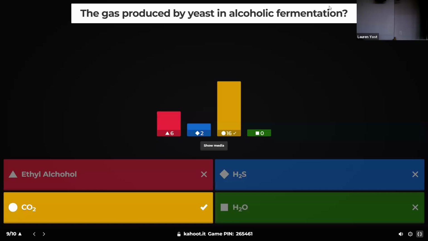All right, so the gas that's produced by yeast during alcoholic fermentation is carbon dioxide. It's actually how we get that fizziness in our beer. It comes from the fermentation. You can also infuse it with more carbon dioxide from a gas canister or whatever, but most of the time it's going to come naturally from the fermentation process.